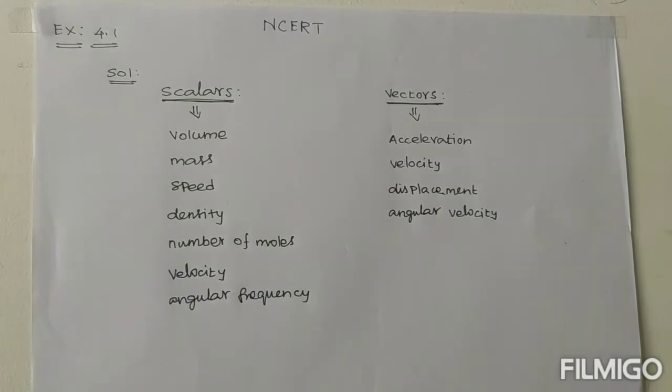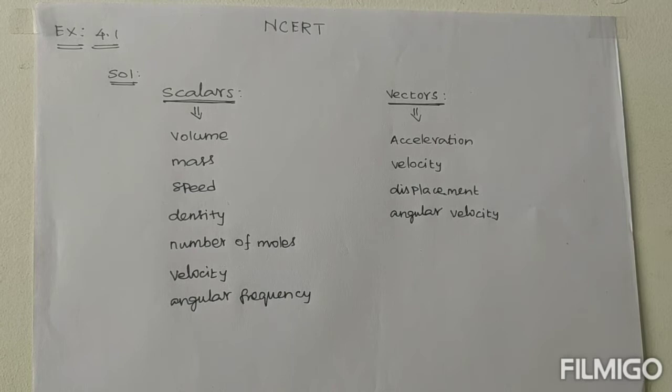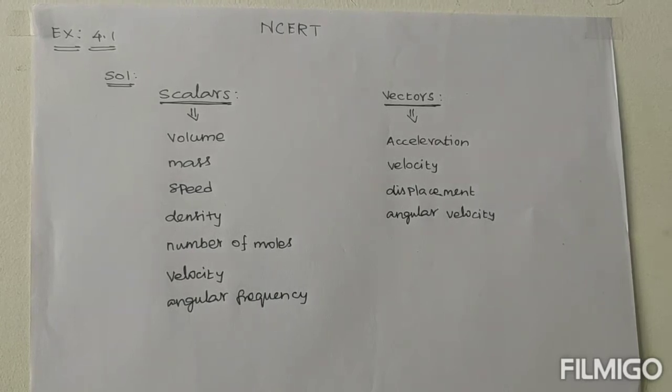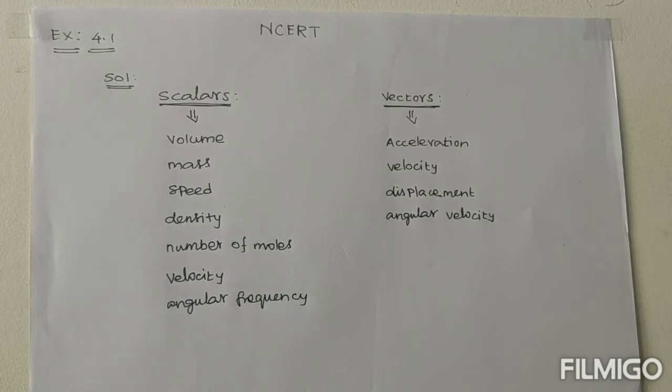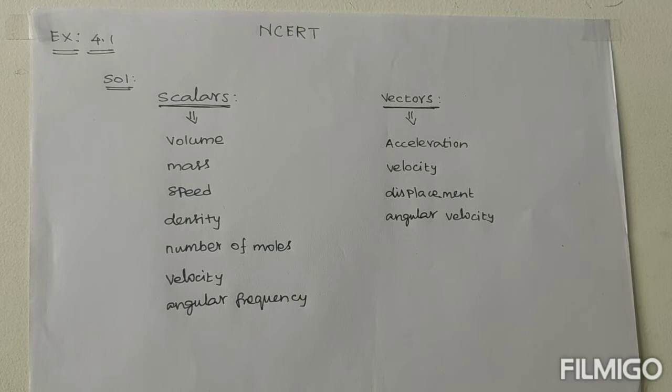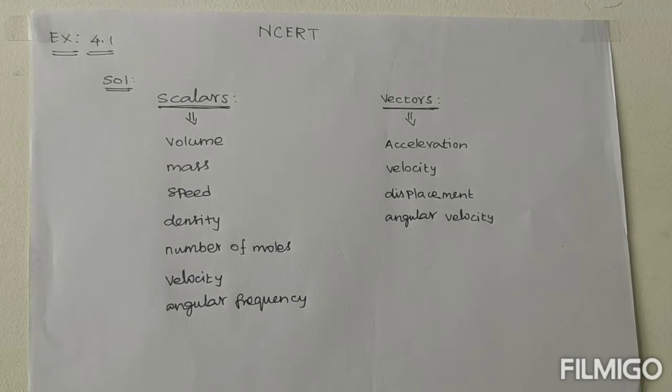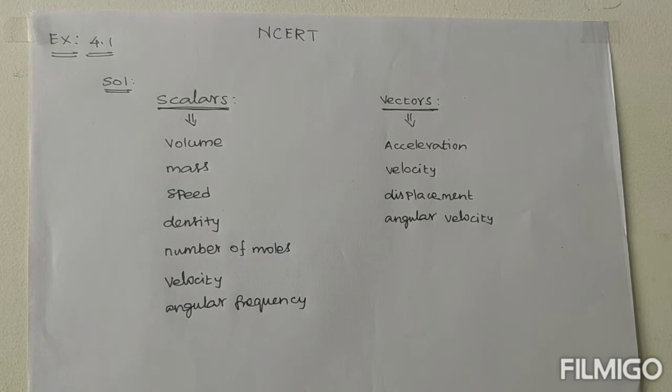Actually the question is: state for the following physical quantities if it is scalar or a vector. Some quantities given: volume, mass, speed, acceleration, density, number of moles, velocity, angular frequency, displacement and angular velocity. So totally here 10 physical quantities given.